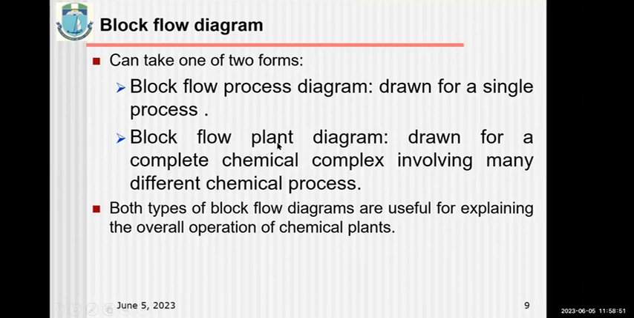Notice the word here, it has a basic difference. The one is process, the other one is plant, which is drawn for a complete chemical complex involving many different processes. Both types of the flow diagrams are useful for explaining the overall operation of chemical plants.